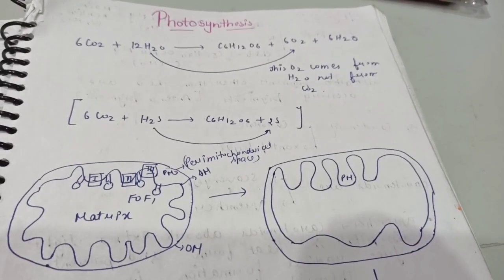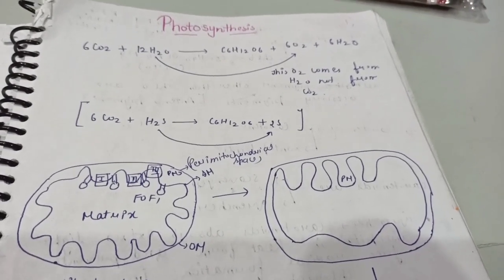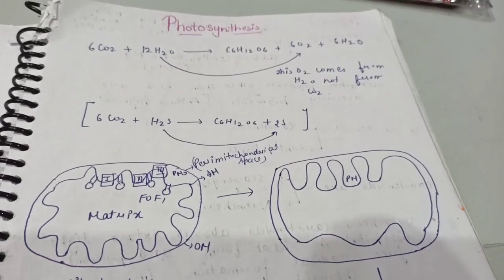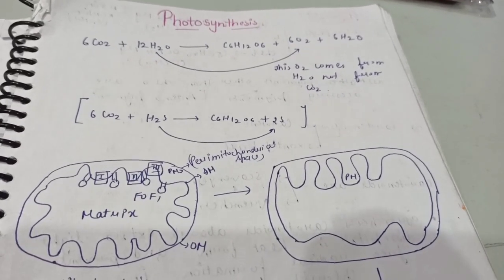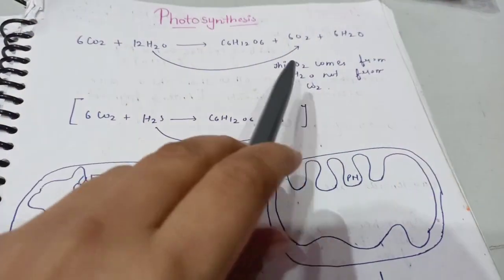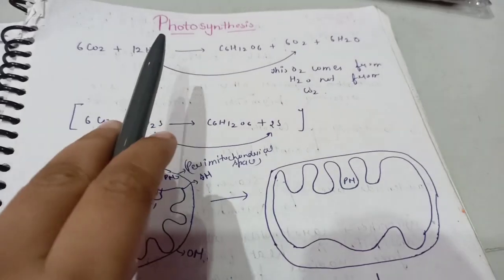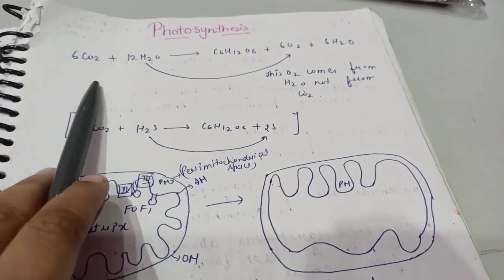Hello everyone. From today we are starting the photosynthesis part, and we are starting plant physiology today. Firstly, this is the reaction of photosynthesis. And the oxygen which is released during photosynthesis comes from H2O, from water, not from carbon dioxide.